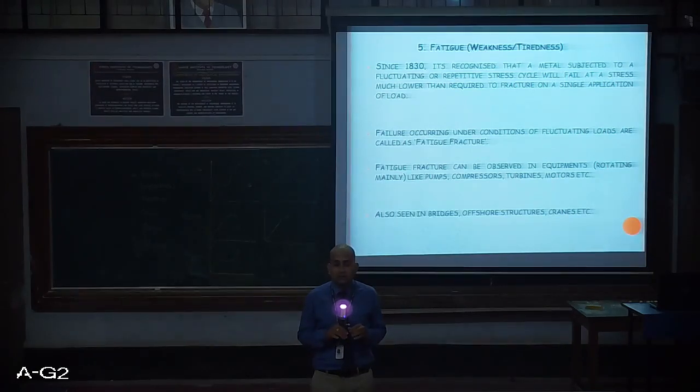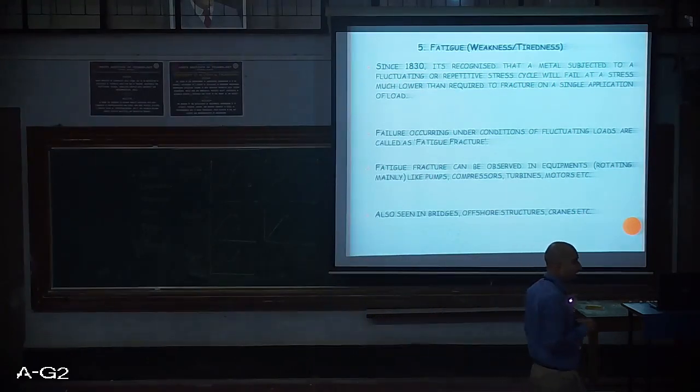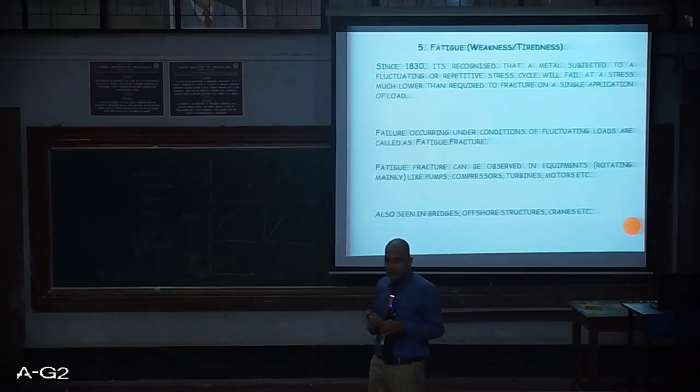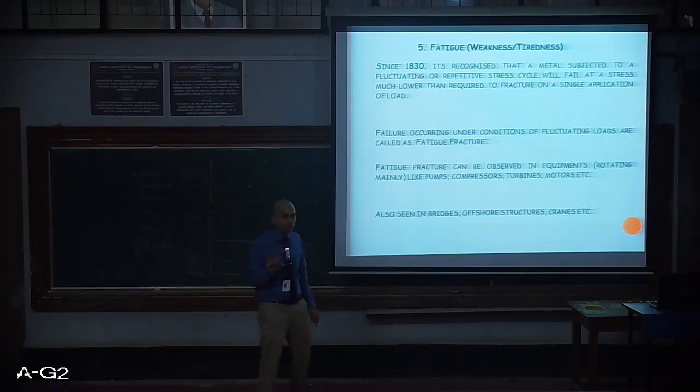Another example is the bridges on which the train moves. When the train moves, it applies a loading on the bridge, and then when the train moves away, the loading comes down. Such type of loading is called fluctuating loading or cyclic loading. So fatigue fracture is associated with that kind of loading, that is, fluctuating or cyclic type of loadings.